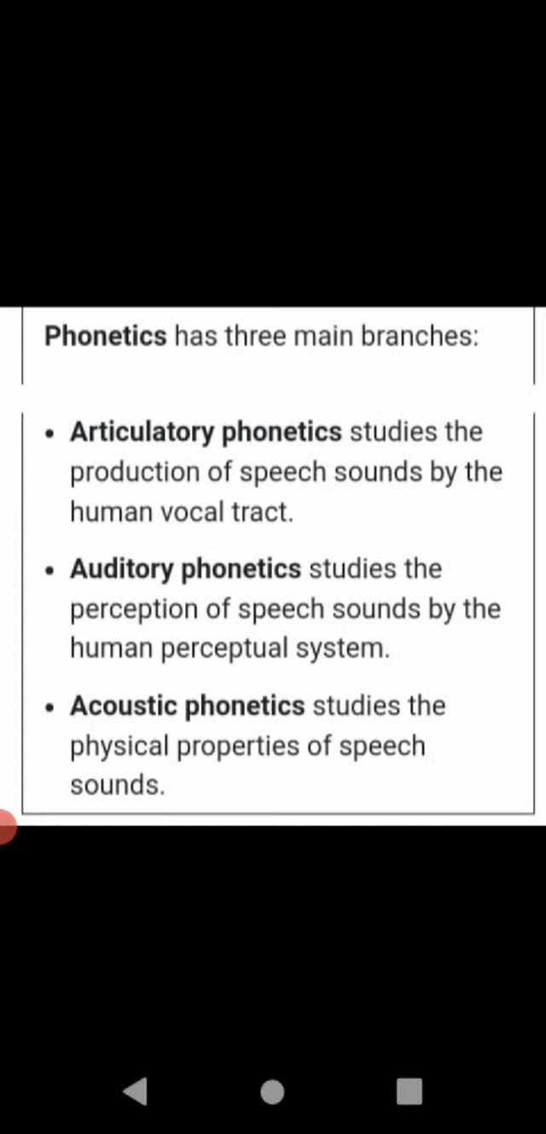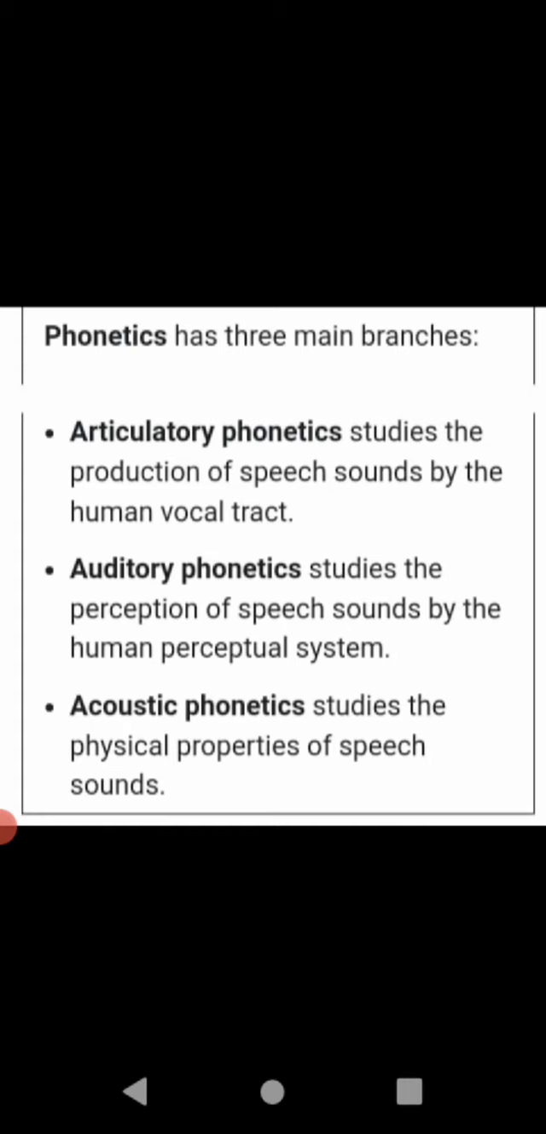Now, phonetics has been divided into three major areas. What are these? Articulatory phonetics, auditory phonetics, and acoustic phonetics. What is articulatory phonetics? It basically deals with the production of speech sounds by the human vocal tract. Vocal tract is basically, in common language, the sound box in your throat that comprises the vocal cords. A vibration is created in the vocal cords and thus a sound is produced. This sound can be voiced or voiceless. This we'll study in the upcoming videos in detail.